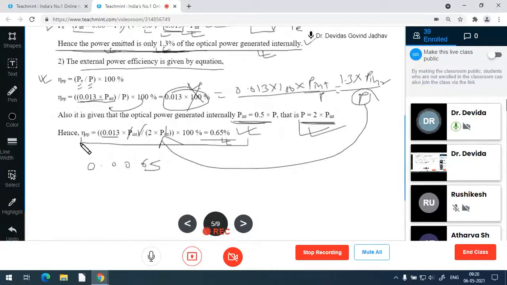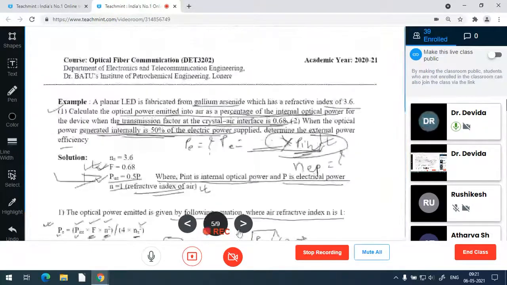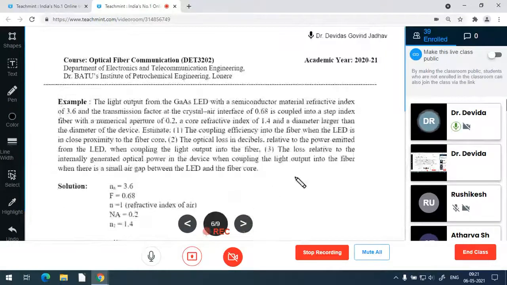External power efficiency eta EP is 0.0065, that is 0.65%. It is eta EP. So this is the fifth problem. Now the sixth problem, let us read the sixth problem.